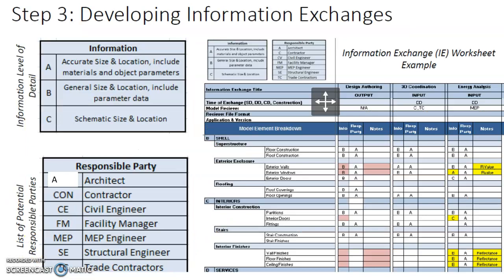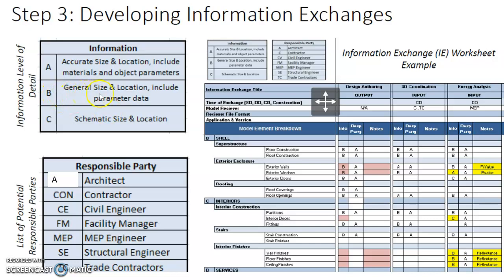As mentioned, not only do we want to look into the format of the files as an input or output into the various platforms, we also look at the level of detail in the information, as well as identifying the party responsible for supplying or taking this information. The level of detail of the information we can typically break down into, say, 3 levels. Level C is the most general, looking at just schematic size and location. Level B will be more specific.